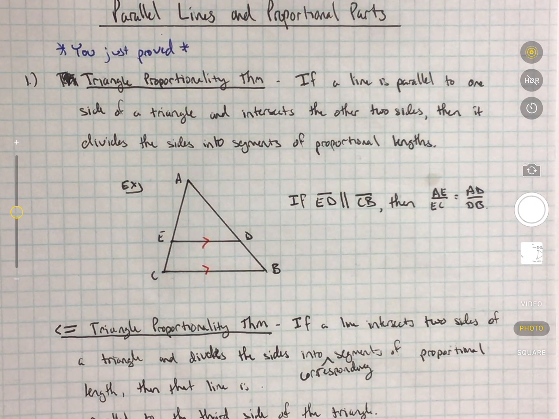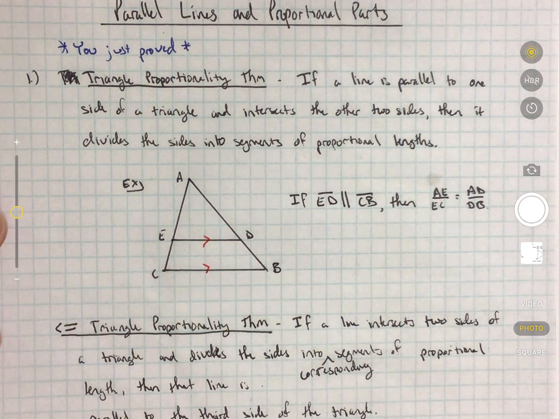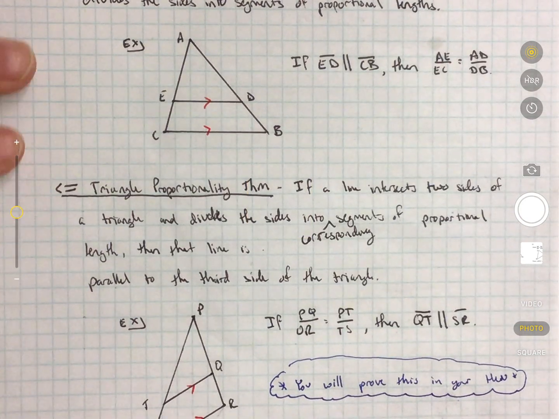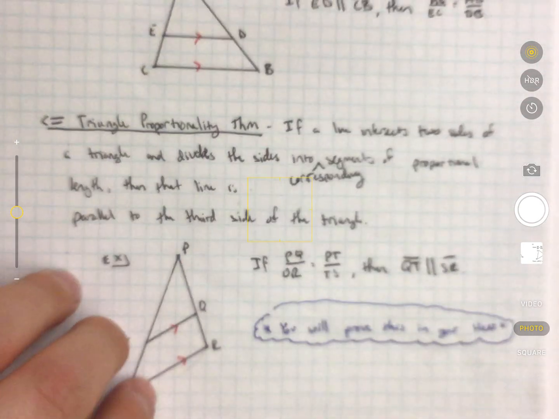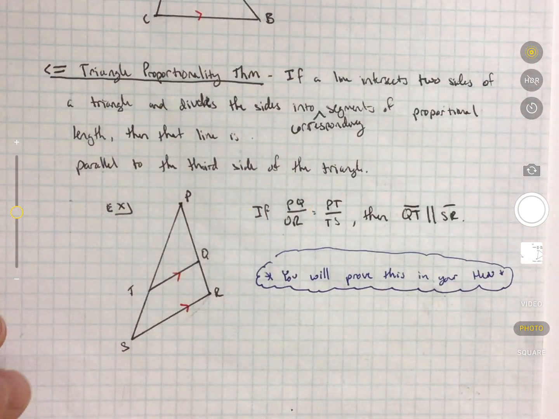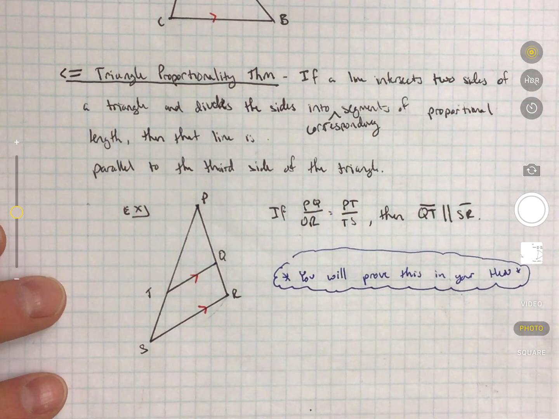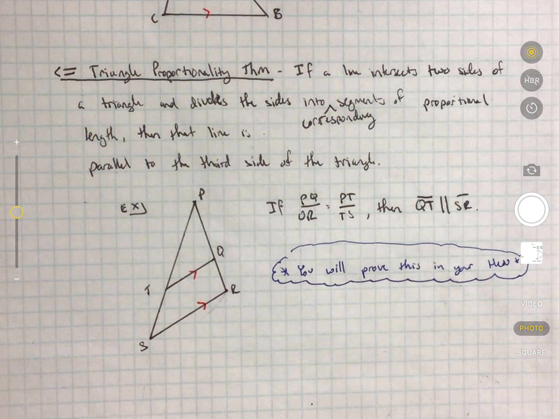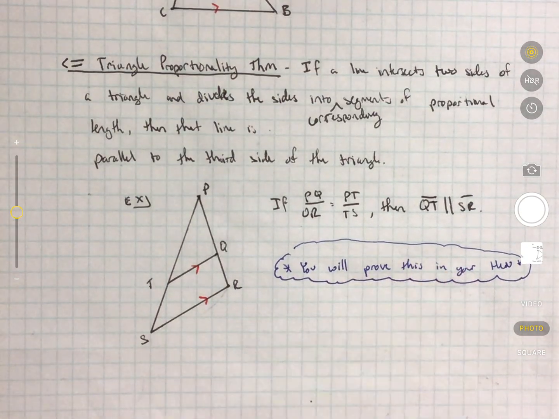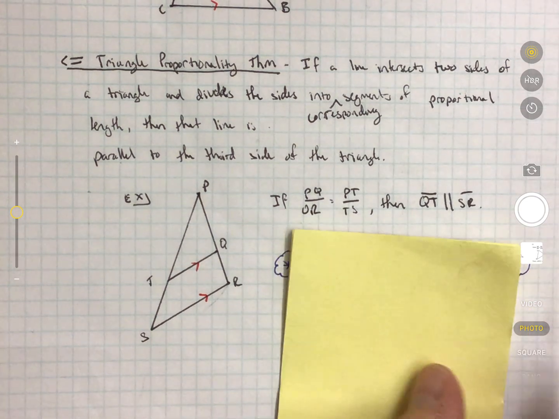Now, I'm going to introduce this just because it works both ways here. So that's what the triangle proportionality theorem says, but I can work backwards too. If I know that that ratio is true, if I'm in a triangle, you're not going to prove this in your homework. Don't worry about this.